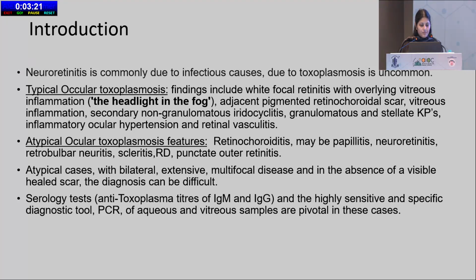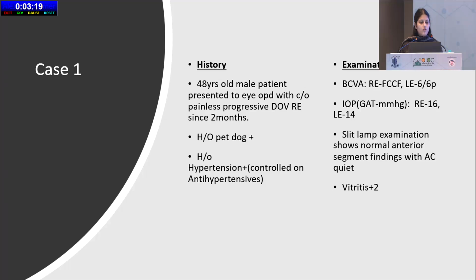So, moving on to our first case, the patient was a 48-year-old male who presented to the OPD with complaints of painless progressive diminution of vision in the right eye since 2 months. He had a history of a pet dog, and he was hypertensive. On antihypertensives, he had controlled hypertension.